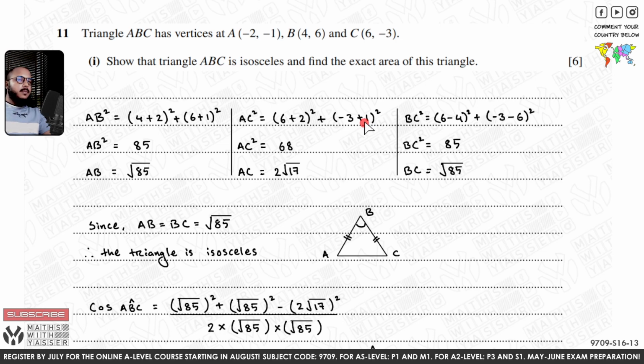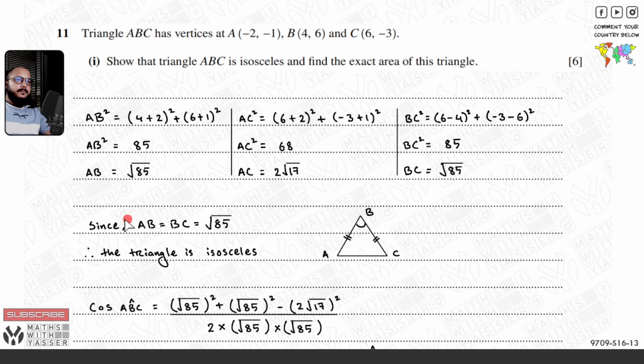So the length squared is equal to (x1 plus x2) whole squared plus (y1 plus y2) whole squared. Sorry, the formula does not contain plus, it will be minus. So the square root of (x2 minus x1) whole squared plus (y2 minus y1) whole squared. So for AC, we are getting 2 square root of 17. For BC, we are getting square root of 85.